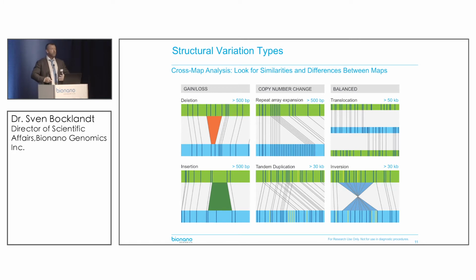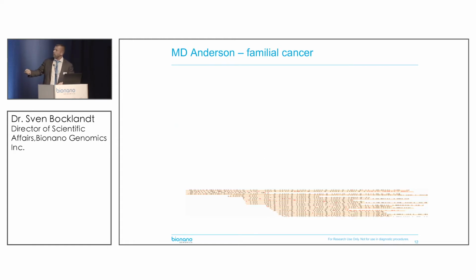So let me walk you through an example of what such an analysis looks like. We worked with the MD Anderson Cancer Center on a family where multiple children had an extremely rare, 1 in a million type of cancer. And they studied this family for over a decade with pretty much every method, every molecular technology that exists, and couldn't find an answer. So this family was mapped with Bionano as well, and I'm showing you just a piece of the genome here and some of the molecules, the very long molecules that we imaged.